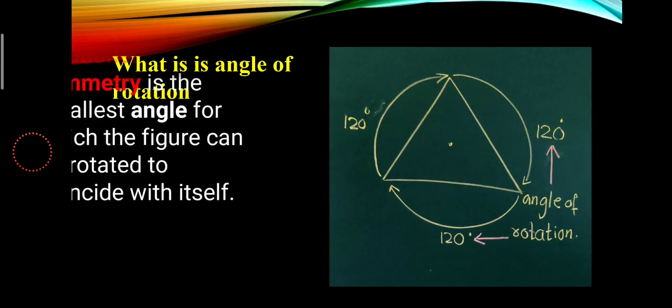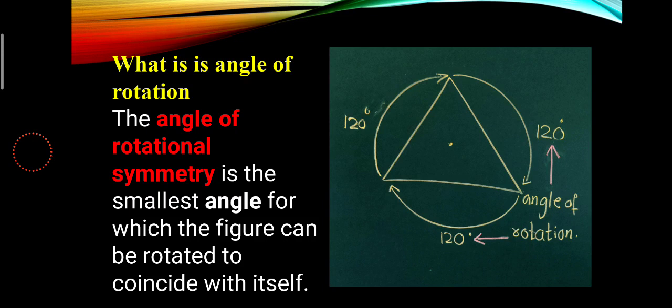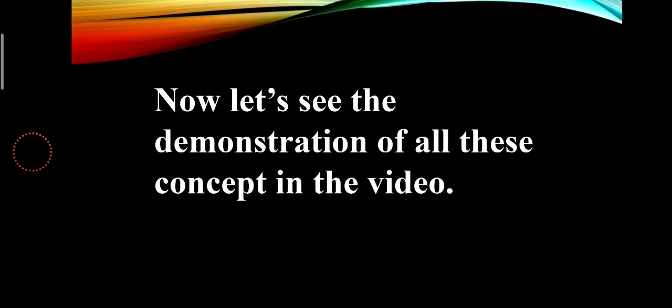What is angle of rotation? The angle of rotational symmetry is the smallest angle for which the figure can be rotated to coincide with itself. Now, let's see the demonstration of all these concepts in the video.